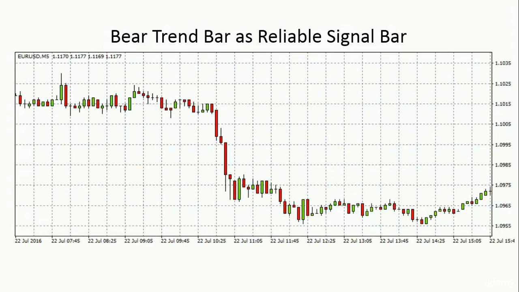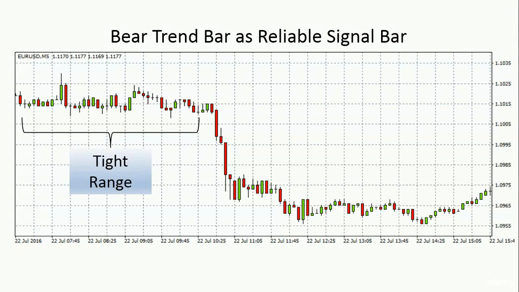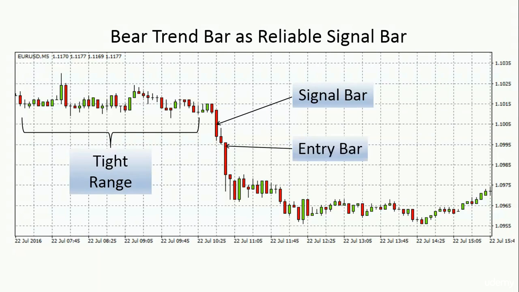This example is similar to the previous one, in which the market was in a tight range, as you can see here, and where a strong breakout is imminent. As you can see, the market broke the tight range to the downside with a strong bear trend bar here, which is our signal bar for the breakout. Our entry bar should be the next bar in which the price goes at least 1 pip below the signal bar. Breakouts from tight ranges will be discussed in more detail in section 5, which is about trading breakouts.